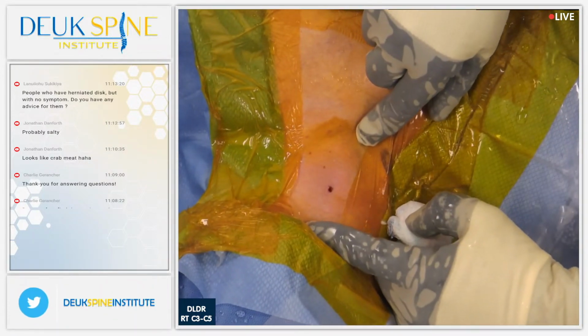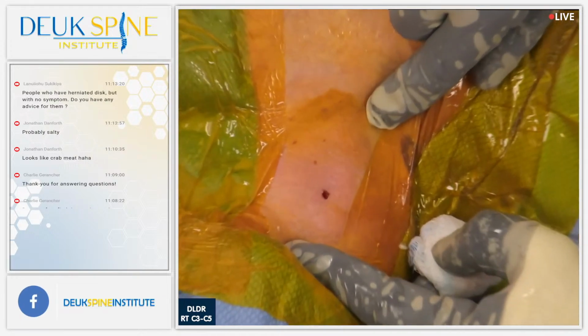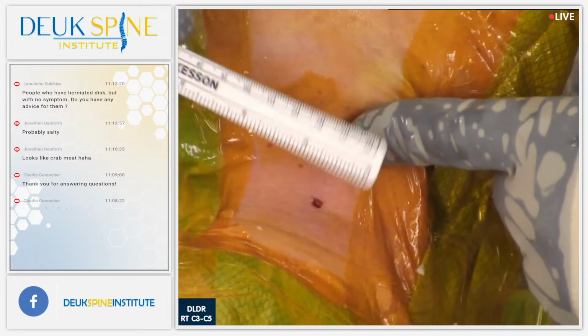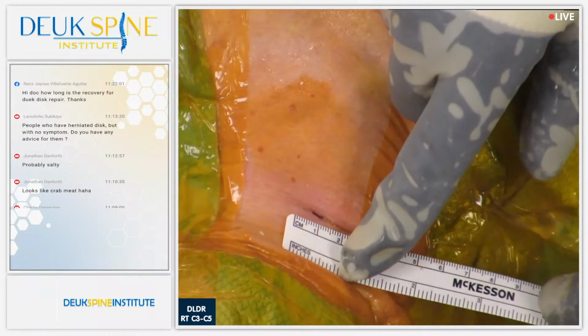4mm incision. Show that, Henry. Yes, sir. The whole surgery was done through that 4mm incision. No metal.